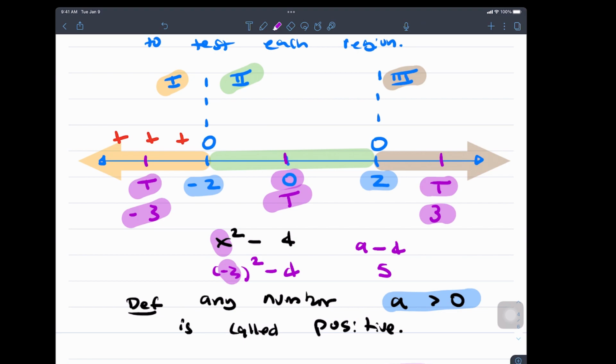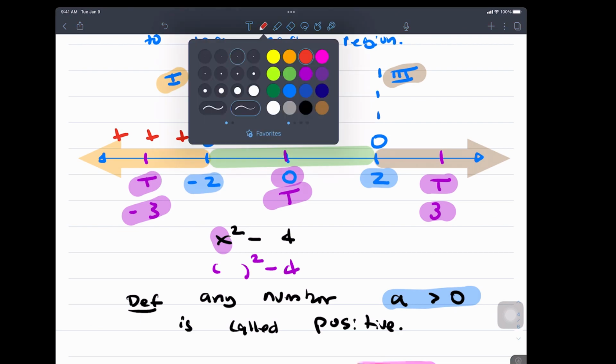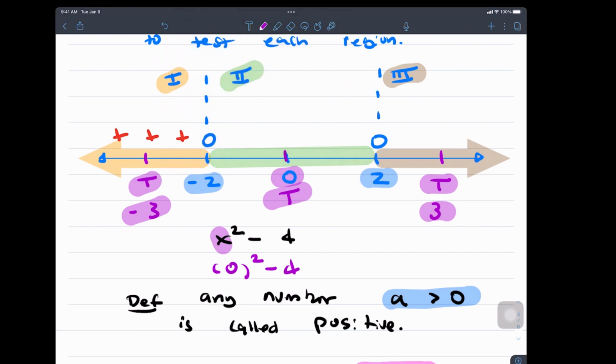We're going to do the same thing now for region 2. What are we going to plug in here? What do we plug in? 0, so you get what? 0 squared minus 4, isn't that -4? So where's -4 at? It's region 2. We use the 0 test point. So that test point represents the region. So if you plug it in and you get a negative answer, region 2 is negative. So that's why I'm indicating negative there.